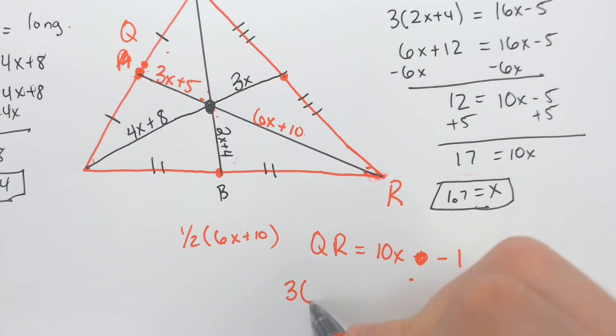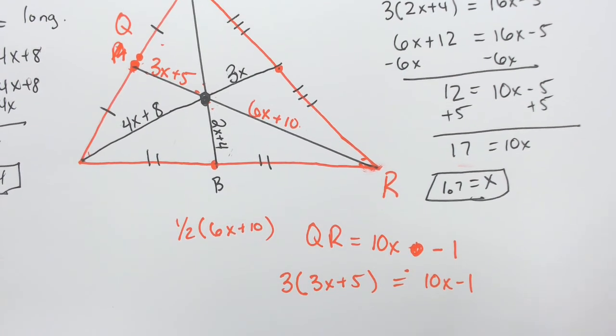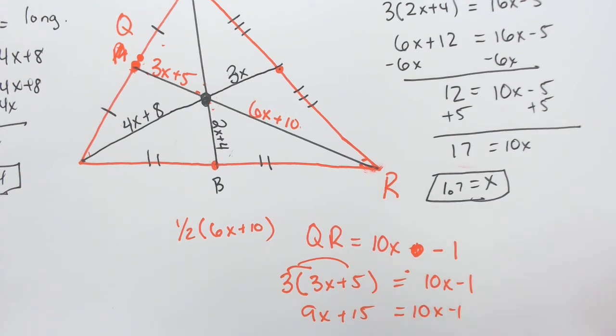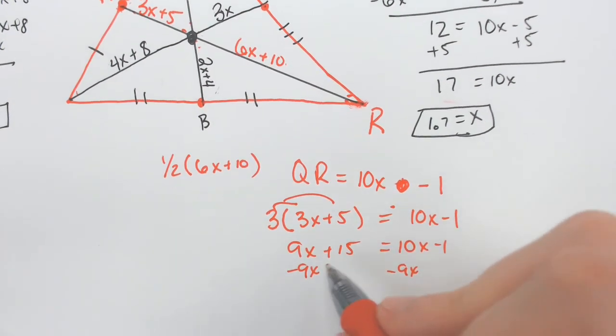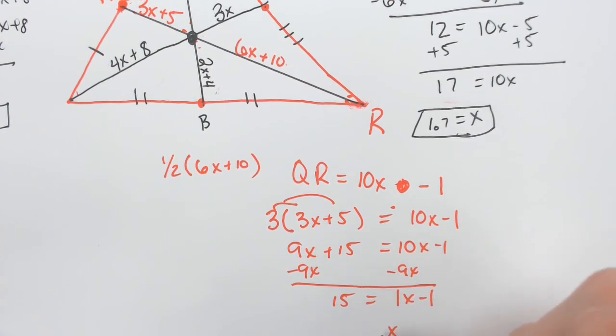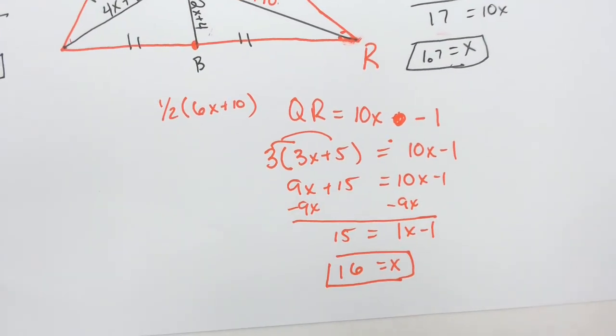So that would mean that 3 times 3x plus 5 would be equal to the 10x minus 1. All right? So you could distribute the 3, and you could get your answer, and that's what I'm going to do now. 3 times 3 is 9x plus 15 equals 10x minus 1. I'm going to subtract the 9x over, and that would make 15 equals 1x minus 1. Add 1, and we get our final answer as x is equal to 16.